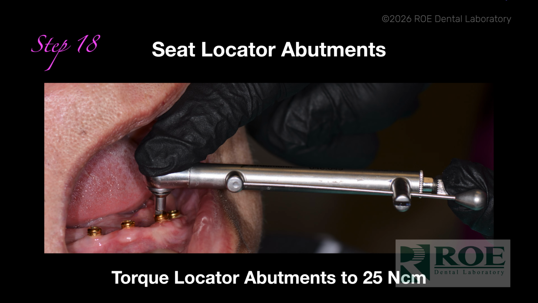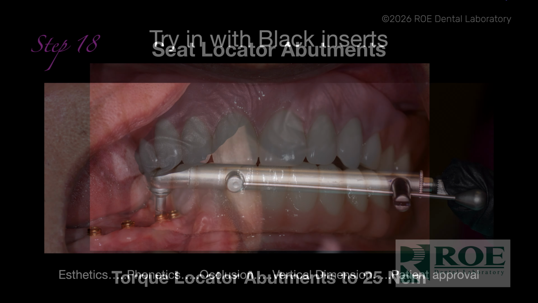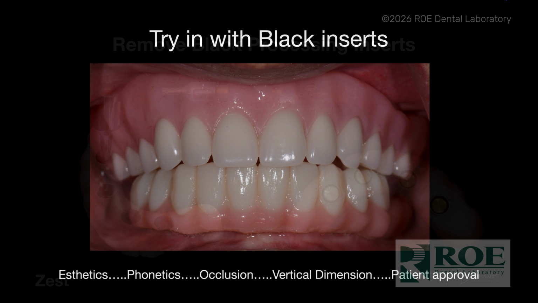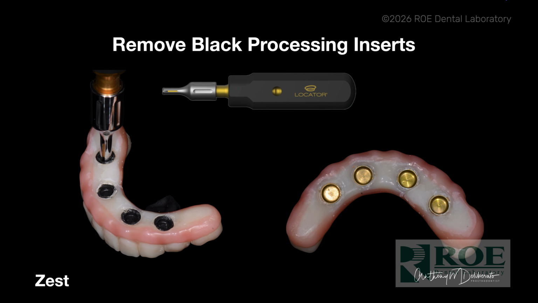And now we're going to take those same locator abutments from the model, bring them to the mouth, torque them to 25 Newton centimeters, try the prosthesis in with the black inserts, verify aesthetics, phonetics, occlusion, vertical dimension, and get the patient's final approval. Once the patient's happy and you're happy, we can now use the enhanced locator insertion tool to remove the black inserts very easily. This tool is really great.